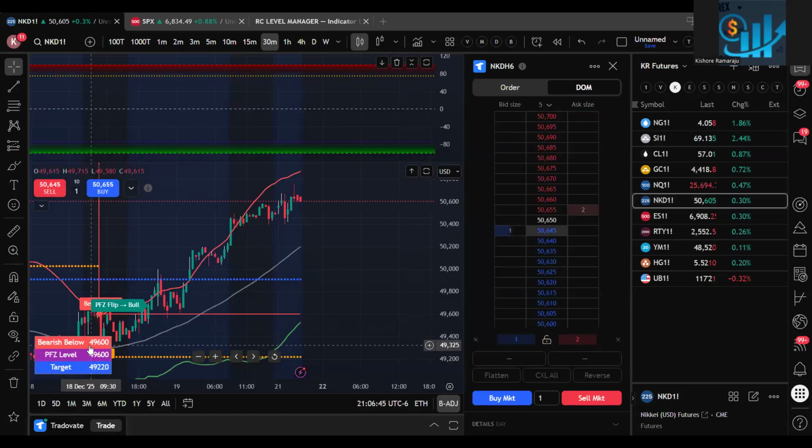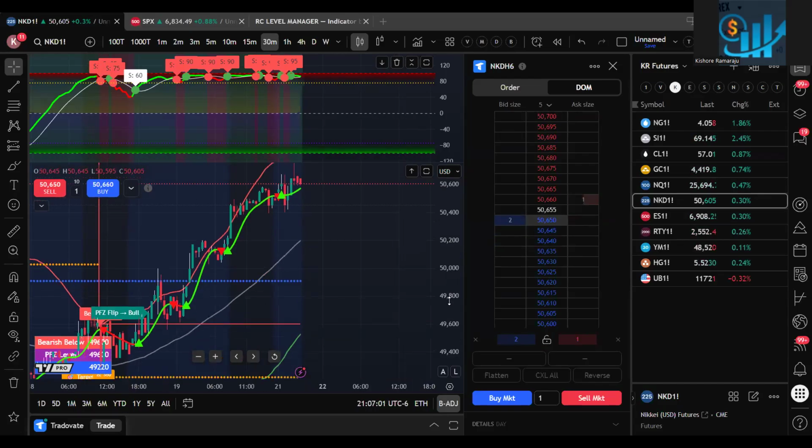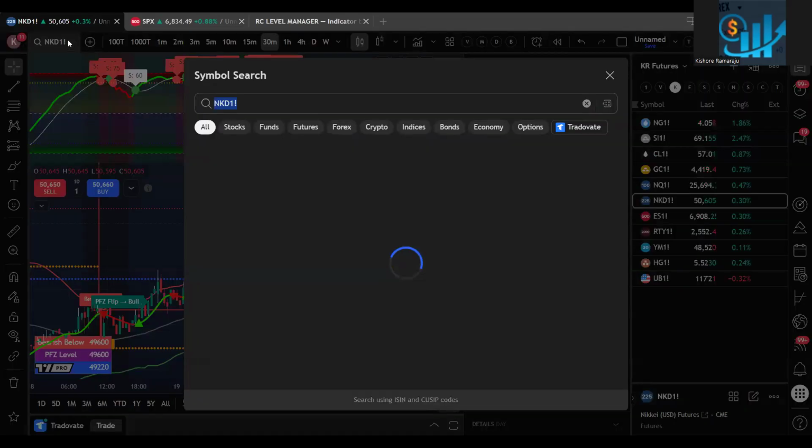NKD, take short only if it breaks below 49,600. You can hold until 49,220. So that is the target. So it is telling you when to enter short, what is the target, and until what time you can hold it. So that is about Tag and Turn, right? Whether you can do futures or you can do cryptos.